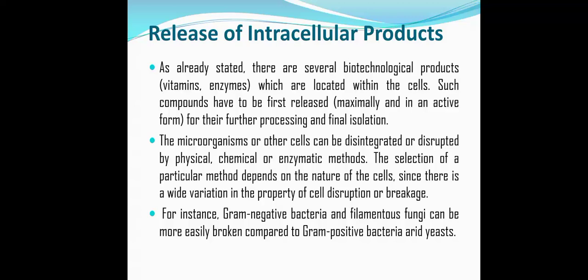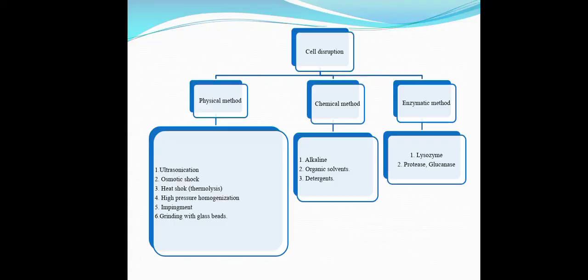For example, gram-negative bacteria and filamentous fungi can be broken down more easily as compared to gram-positive bacteria or yeast. Here, from this diagram, we can understand which types of methods are involved in cell disruption. Majorly three different types of methodologies are applied for cell disruption: the physical method, chemical method and the enzymatic method.